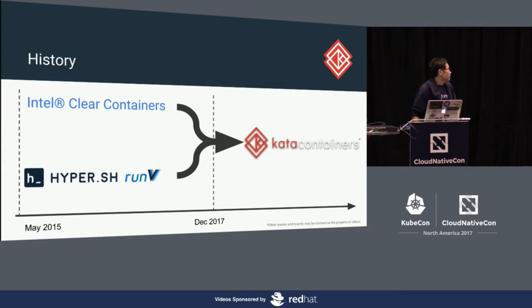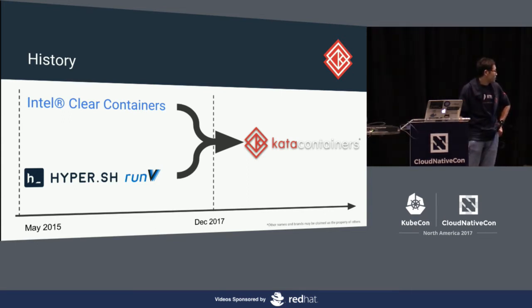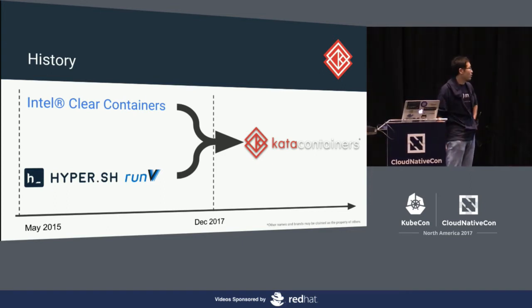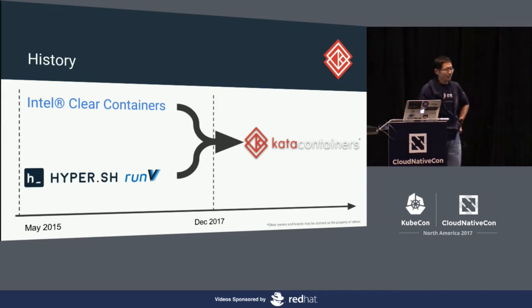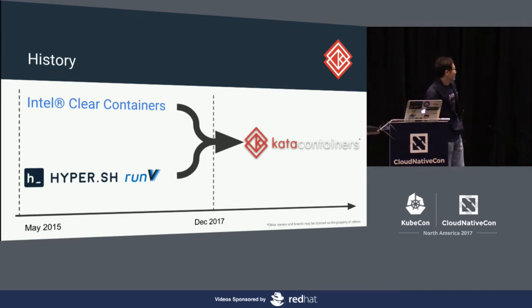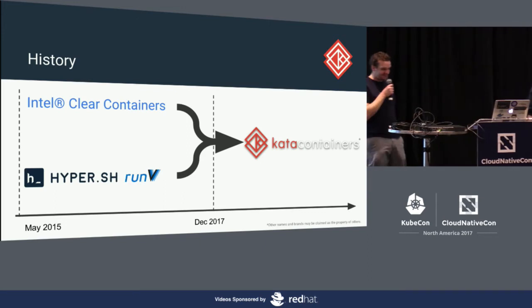For the history, Kata Containers come from two projects, from Hyper and Intel. We both announced the project in May 2015, and Hyper.sh launched the Hyper daemon, and part of it is runV. That's similar to runC. runC runs a container, and with runV you run the container inside a VM. And then Intel Clear Containers was announced, I think, in the same week. We are like twin brothers. Doesn't look like it, but yeah.